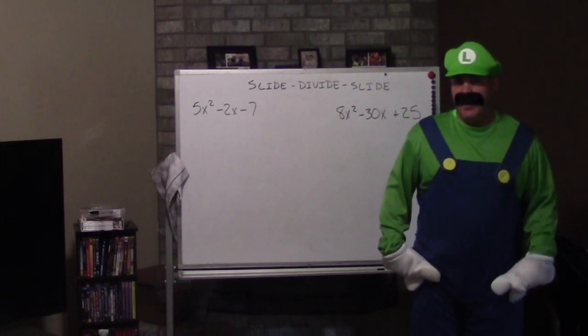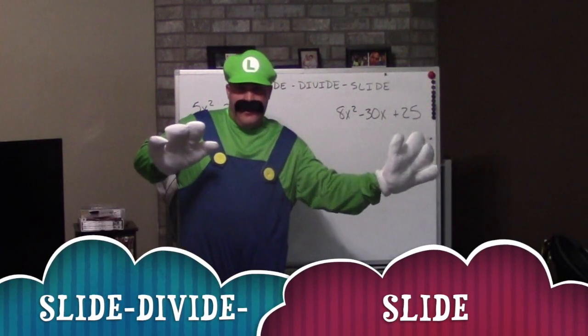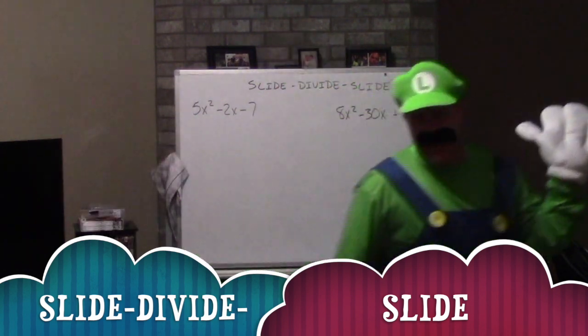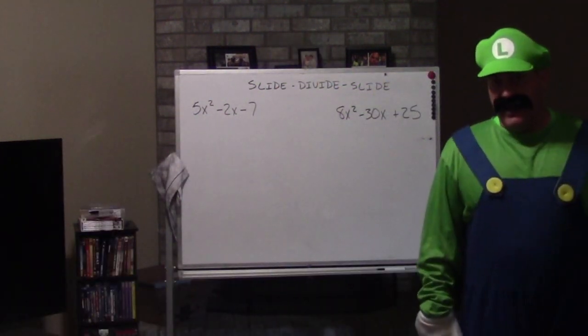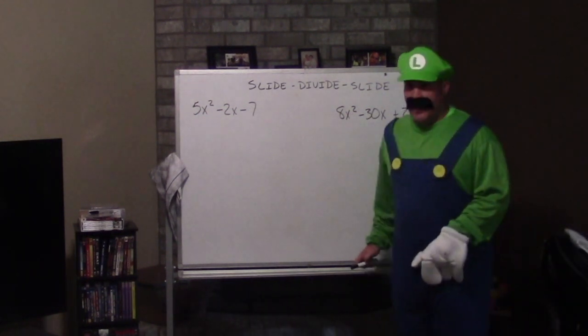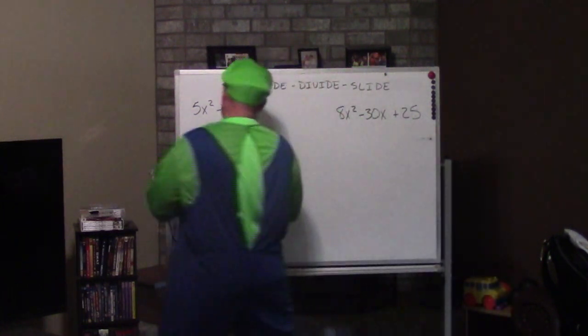The first step is you're going to slide. The second step is divide. And then the last step, slide again. Alright, so I'm going to tell you what all that means. We'll go to the whiteboard, and this is what we're going to do.